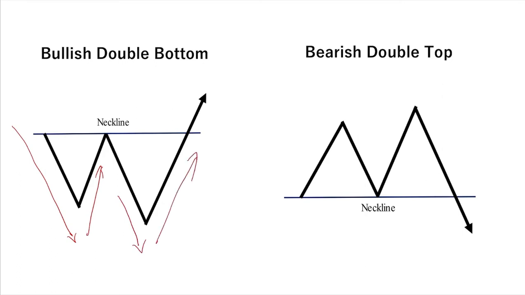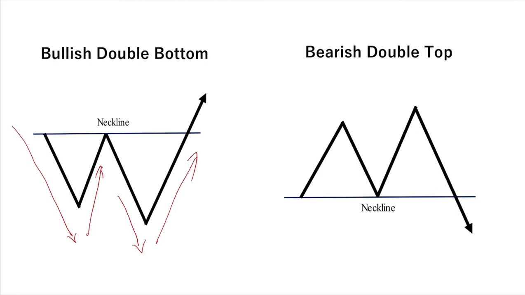The first bottom is formed after a downtrend, and then the price retraces back to the neckline and heads down again to form the second bottom. The formation of this pattern is completed when the price moves back to the neckline after forming the second bottom. When the price breaks through the neckline, then the bullish trend reversal is confirmed.